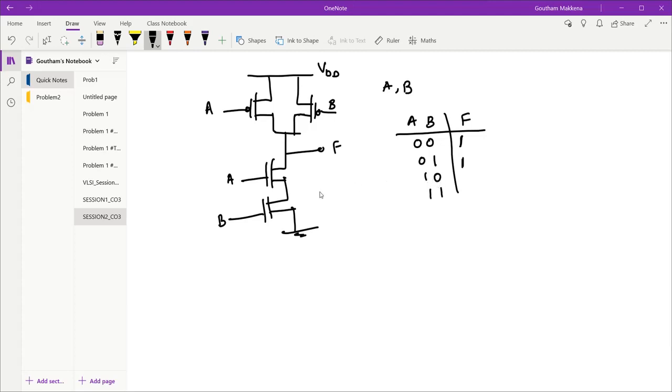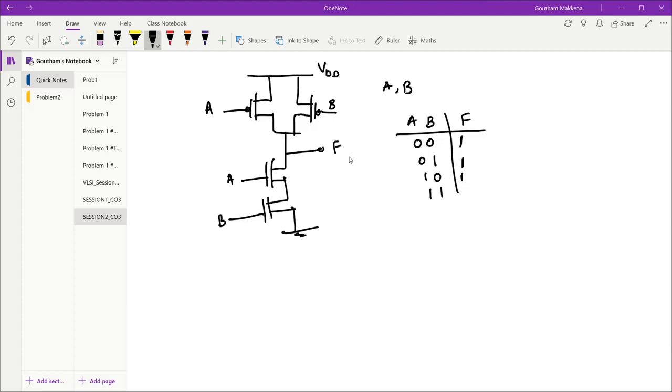Similarly, A is 1, B is 0. So when A is 1, this transistor is on, but B is 0, this transistor is cut off. When this transistor is cut off, there is no direct path from this F to ground. Now let us look at what the pull-up network is doing. When A is 1, because this is PMOS, this transistor is cut off. Okay, but B is 0, because B is 0, this transistor is on. Now what is remaining is this VDD will pass through this transistor and appear at this F. Because this is a PMOS transistor and it passes a strong 1, F becomes 1.